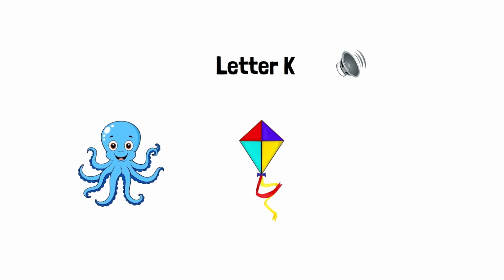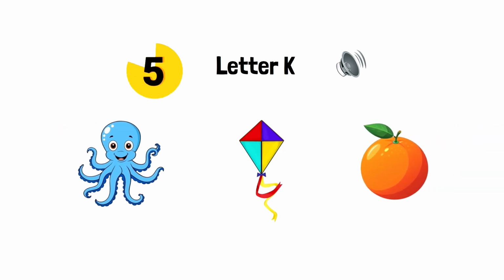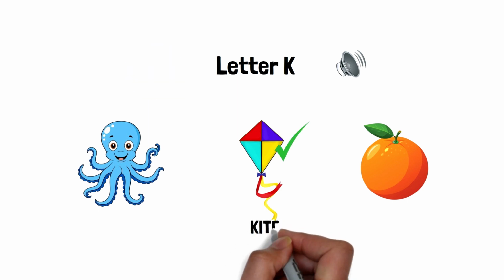Letter K sound test. K-ka. Which picture starts with this sound? Kite. Octopus. Orange. That's right. K for kite, kite.